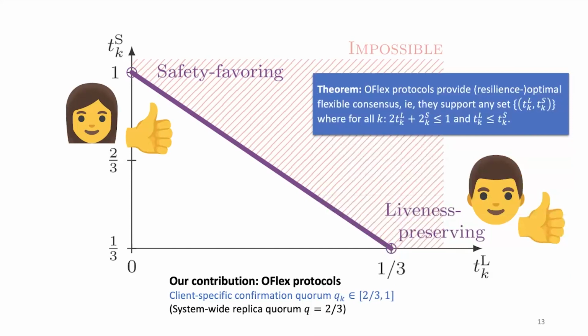And there's a theorem which says these OFlex protocols give us optimal flexible consensus in the sense that any set that we're given of resilience pairs that satisfy the impossibility result and have the property that we want to strengthen the safety resilience, right? So the safety resilience is greater than the liveness resilience. Any of these pairs we can satisfy simultaneously.